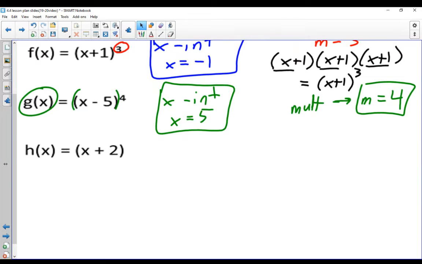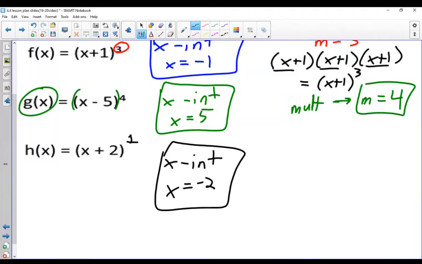And then, for the bottom equation, it doesn't look like it has a power or a multiplicity, but it does actually. Its power or multiplicity is the invisible 1. So just wanted to point that out if you did not see that. I'm sure most of you already saw that, but just in case. So x-intercept is going to be -2. Again, basically going to be the opposite of that number. And then last but not least, its multiplicity is going to be your power, or in this case, the invisible 1.